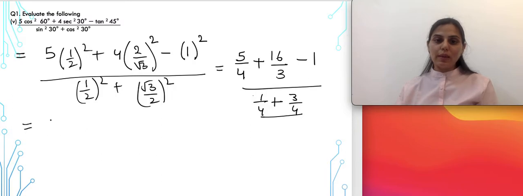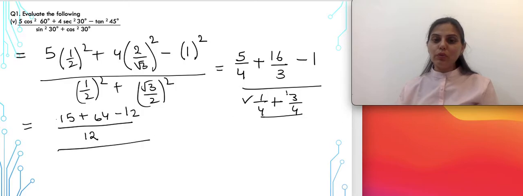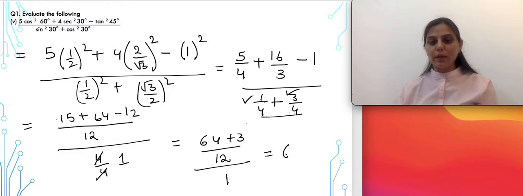Or in the next step it can be written as, let's take the LCM for 4 and 3, which is 12. So 4 3s are 12 means 3 5s are 15. 3 4s are 12 means 4 into 16, that is 64 minus 12 whole divided by, when you add 1 by 4 and 3 by 4, since both of them have the same denominator, it will become 1 plus 3 by 4, that is 4 by 4, which can be cancelled and you'll get 1 in the denominator. So in this case, let us solve these. 64 plus 3 whole divided by 12 upon 1. So this can be written as 67 upon 12. So this will be your answer.